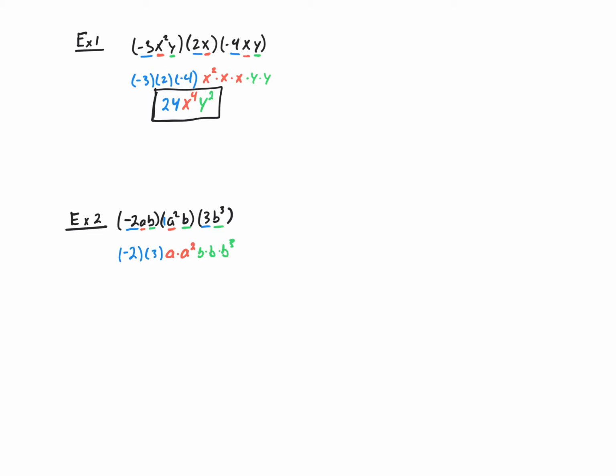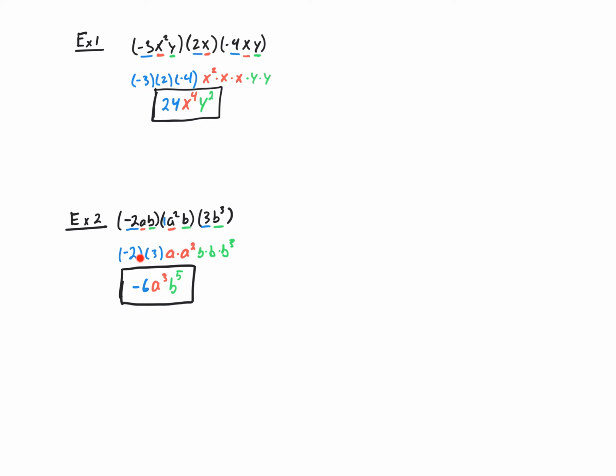Negative 2 times 3, those have different signs, so it's going to be a negative. And 2 times 3 is 6. For the a part, for the red, this is 1 a, and there's 2 a's here, so altogether I would have 3 a's. So this is going to be a to the third power, or we could say a cubed. Over here, there's 3 b's right here. This is a fourth one and a fifth one. So this is going to be b to the fifth. So our final answer is going to be negative 6 a cubed b to the fifth.